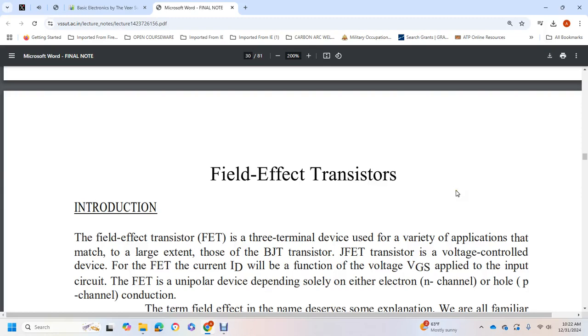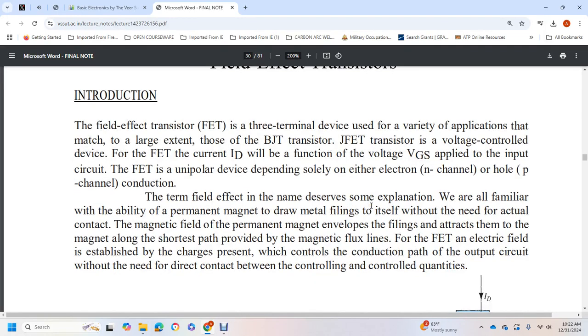Alright, field effect transistors. Introduction: the field effect transistor is a three-terminal device used with a variety of applications that match, to a large extent, those of the bipolar junction transistor. The JFET, or junction field effect transistor, is a voltage-controlled device.